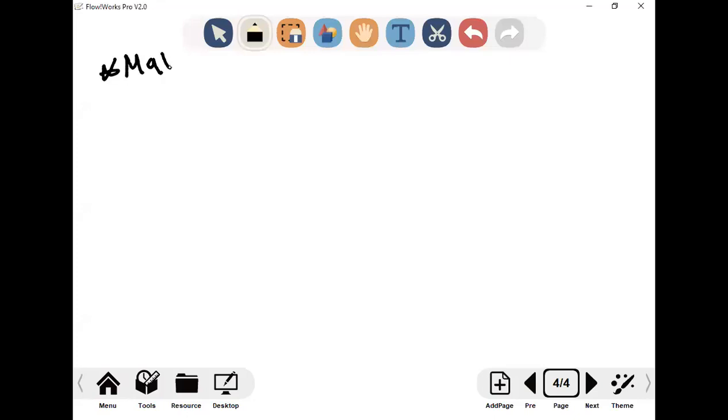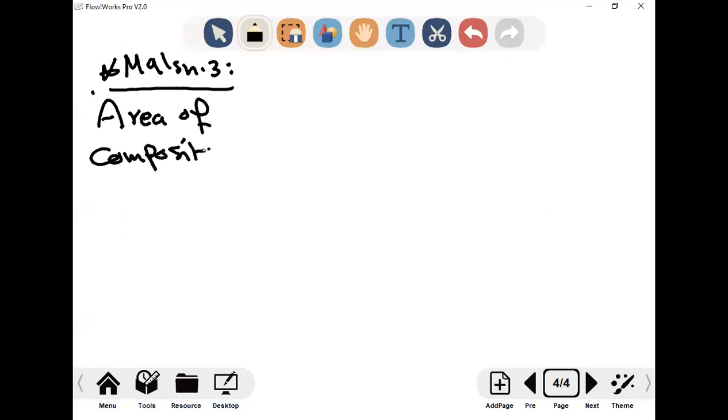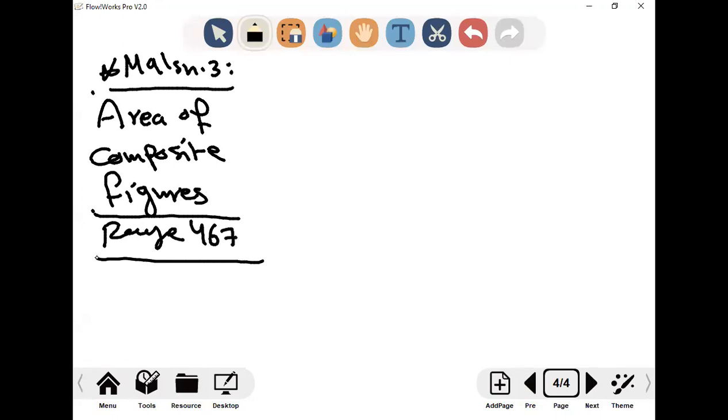Module 9, lesson 3. Area of composite figures. Area of composite figure. We are on page 467, and today we are in 25 January, right?